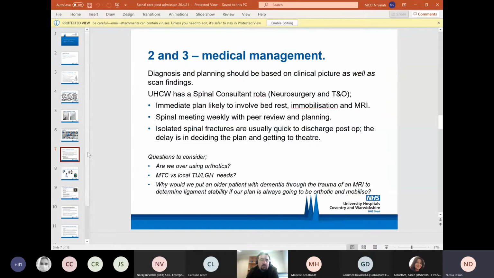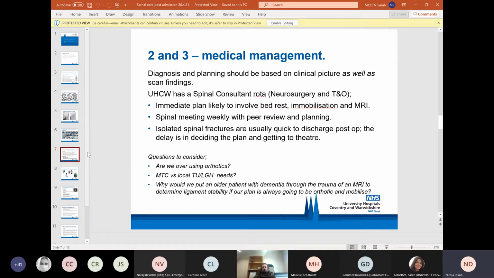So areas 2 and 3 are around immediate planning and then decisions around surgery. The one thing we would say from the inpatient side of things is the diagnosis and planning should be based on the clinical picture as well as the scan findings. Quite often decisions are made off scan findings only, and what we tend to find is the plan therefore is the same for your 25-year-old as it is for your 89-year-old who also has rib fractures and comorbidities, and that's fine, but it causes real problems with managing other issues, and we find that the decision making drifts.